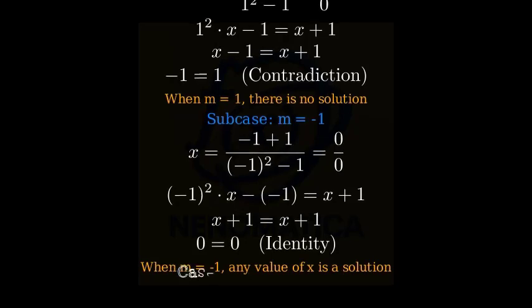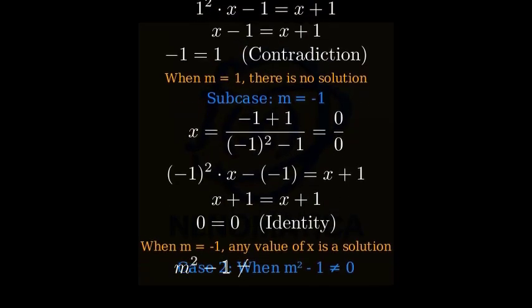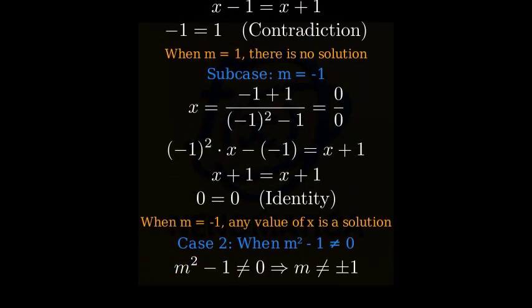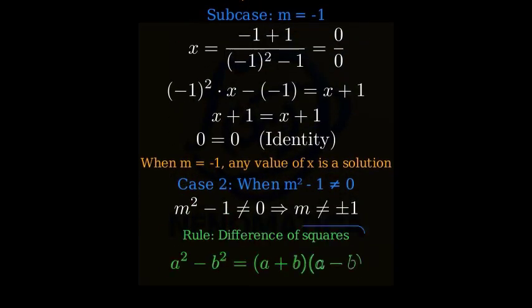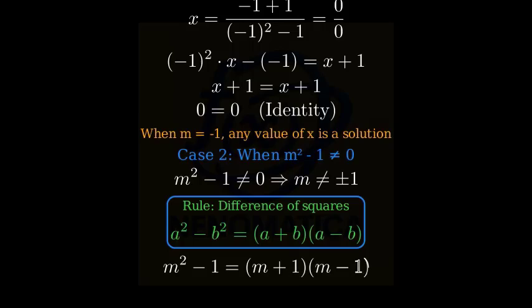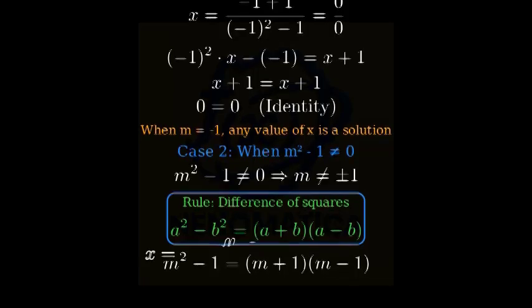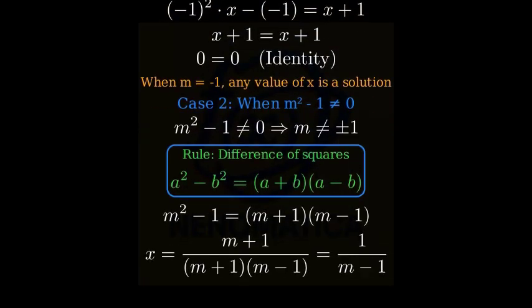Now let's look at case 2, where m squared minus 1 is not equal to 0, which means m is not equal to plus or minus 1. In this case, we can simplify our expression for x. We know that m squared minus 1 equals (m plus 1) times (m minus 1). So x equals (m plus 1) divided by (m plus 1)(m minus 1), which simplifies to 1 divided by m minus 1.